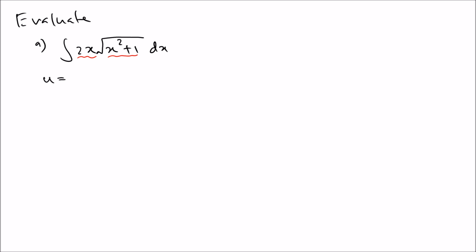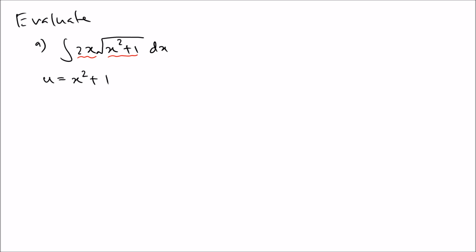Let's say evaluate the first problem: the integral of 2x times the square root of x squared plus 1, dx. If you see a problem like that, you check whether you have the derivative. You see a function, that's the inside function, and you also see the derivative of the inside function, which is 2x. So things are easy. We start with u equals the inside function, in this case x squared plus 1.